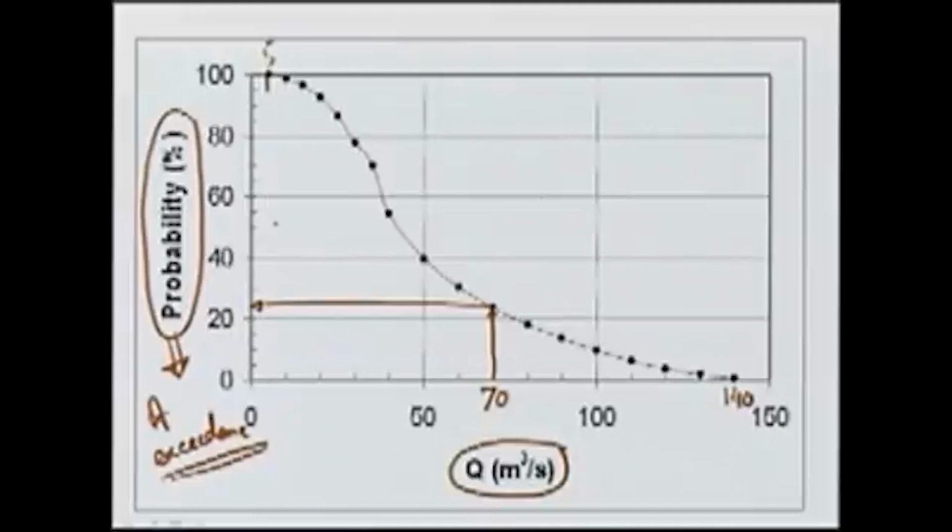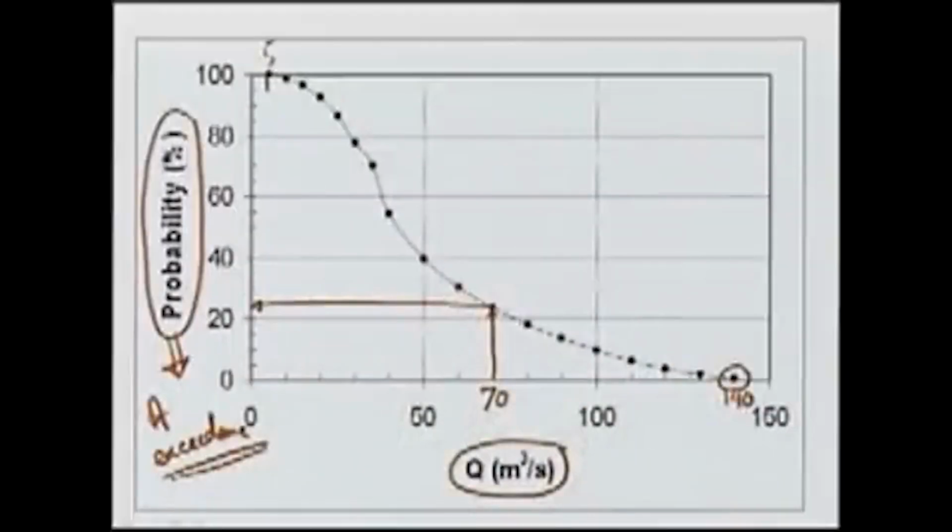So, what it means is that if we go to the river and measure the average discharge over a day, for any day, there is a very high chance that it will be more than 5 meter cube per second, and there is very little chance that it will be more than 140 meter cube per second. The average discharge throughout the day is likely to be smaller than 140. And if we look at this point, then the probability that discharge will be higher than 70 meter cube per second is about 25%.